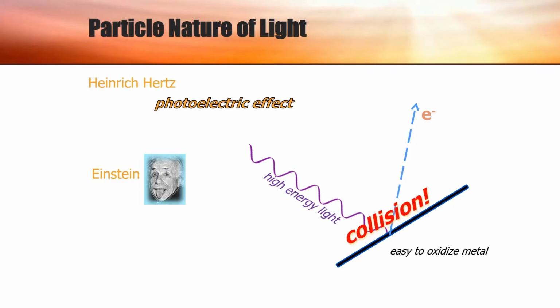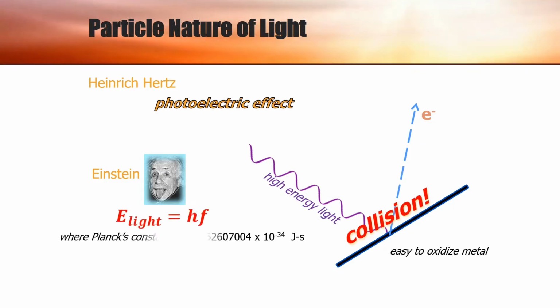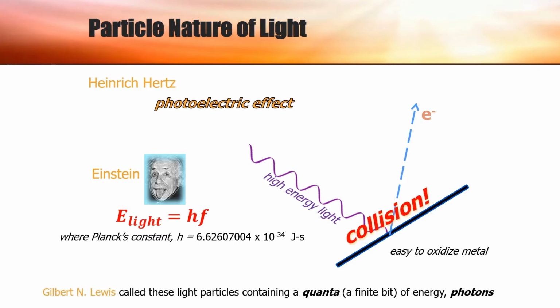Now, Einstein proposed that the energy of the light particle can be calculated by multiplying Planck's constant times the frequency of the light, where Planck's constant is equal to 6.626 times 10 to the minus 34th joule seconds. Einstein would say that this particle of light had a specific bit of energy or quanta of energy. Later, the great American scientist and spectroscopist Gilbert N. Lewis, a name worth remembering, would begin calling these light particles photons.